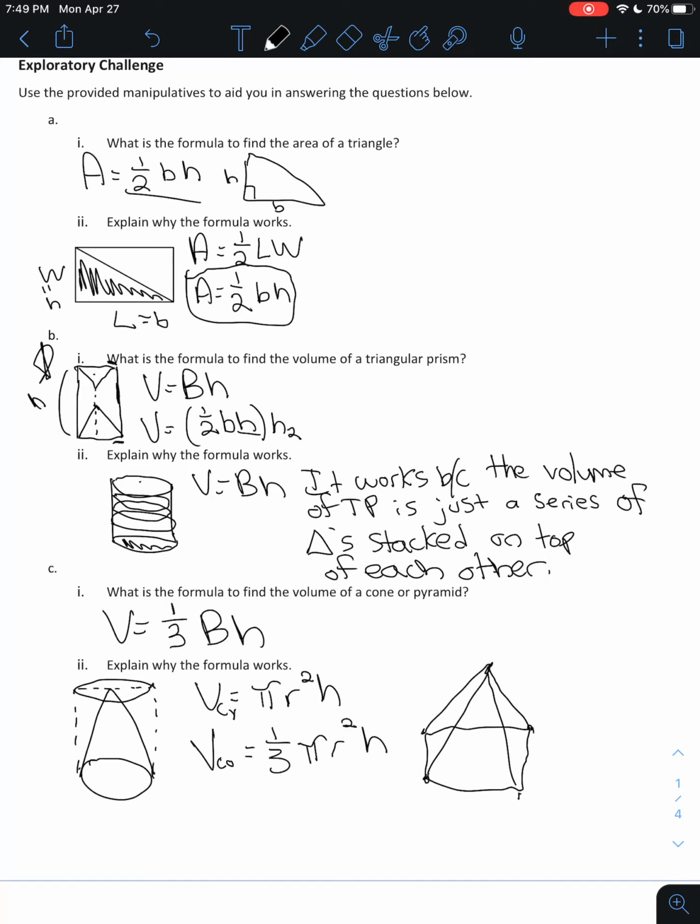So then it's really just 1/3. And then again, it's the same base times height. So the base here, if this side is called S, would be S squared times height, because S squared is the formula for the area of a square.